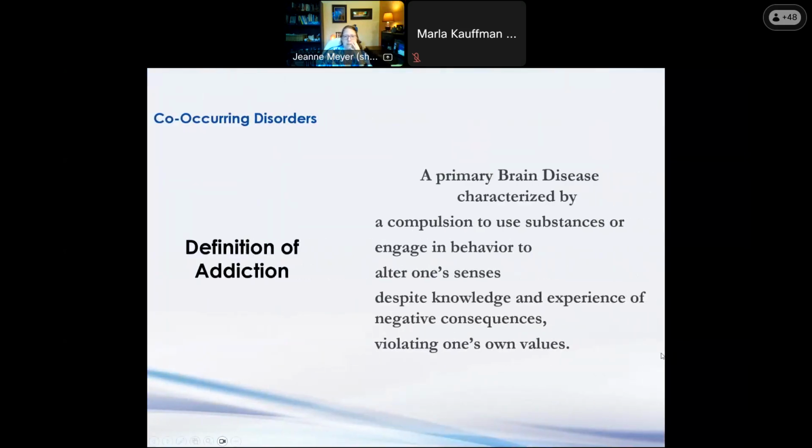So for my purposes, addiction is a primary brain disease characterized by a compulsion to use substances or engage in behavior to alter one's senses, despite knowledge and experience of negative consequences, and I think this is one of the most important things, violating one's own values.